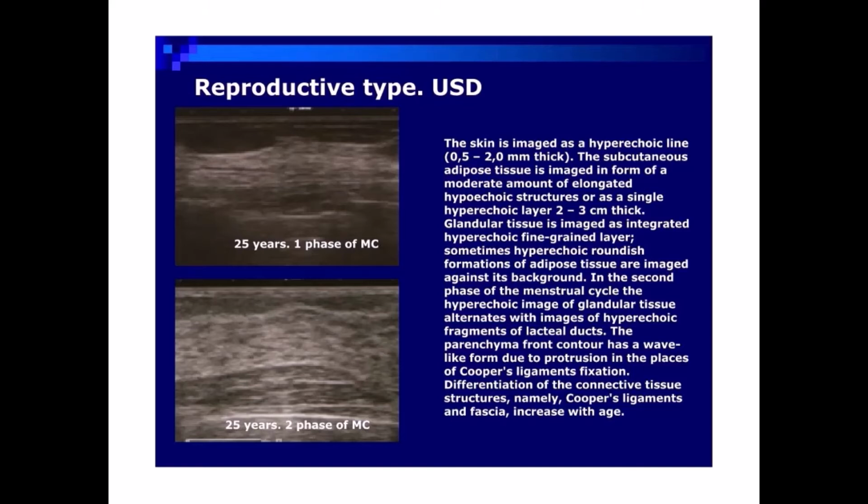In the second phase of the menstrual cycle, the hyperechoic image of glandular tissue alternates with images of hyperechoic fragments of lacteal ducts. The parenchyma front contour has a wave-like form, due to protrusion in the places of Cooper's ligaments fixation. Differentiation of the connective tissue structures, namely, Cooper's ligaments and fascia, increases with age.